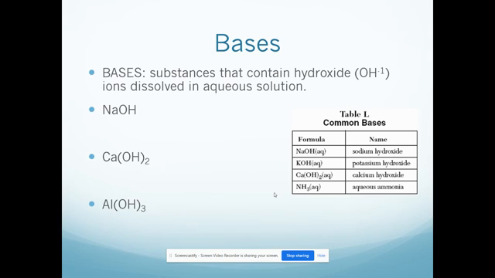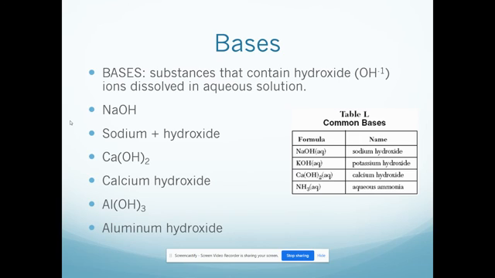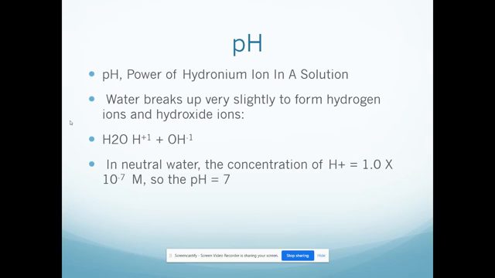And naming bases is really, really easy, okay? If you're naming a base, all you have to do is look at OH, the polyatomic ion hydroxide. So it's sodium plus the polyatomic, sodium hydroxide. Calcium hydroxide. So you don't have to go di or anything like that. Aluminum hydroxide. And that's really it. Naming bases is super, super simple.